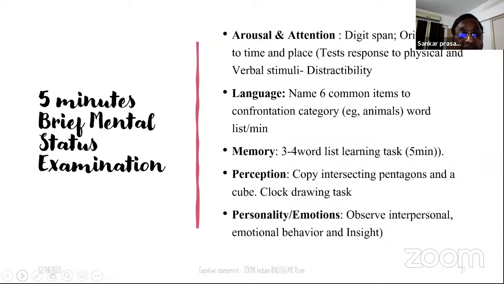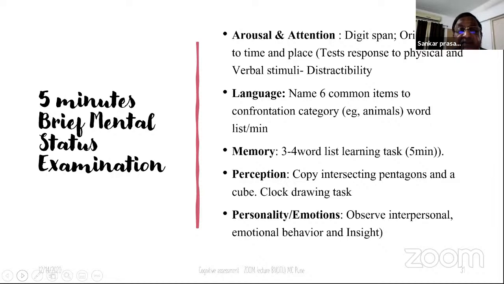So what is a 5-minute brief mental status examination, which is useful at the OPD level for all of us? You do a digit span and an orientation to time and place. These are the test response to physical and verbal stimuli. See, these tests should be done because there is a distractibility. If there is a distractibility and yet they are able to do these tests, then their attention is preserved.